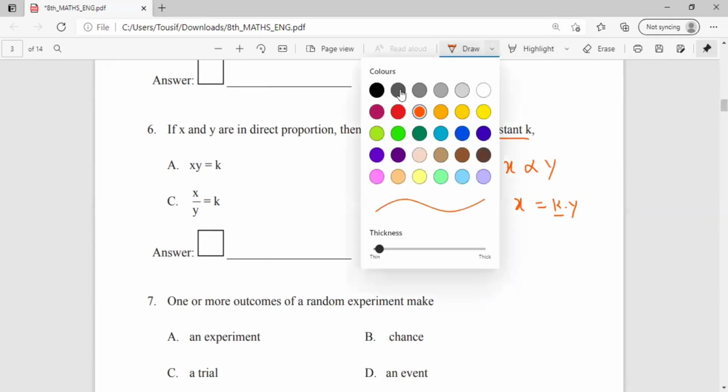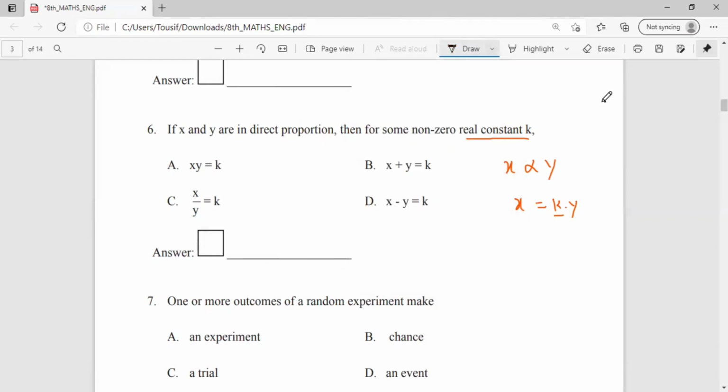So they are asking us to find the k value. To find the k value, what are we going to do? Cross multiply. So we get k is equal to x by y. This is the option we have to search for in our MCQ. That is C1. As it is similar to our answer, the answer is going to be C1.